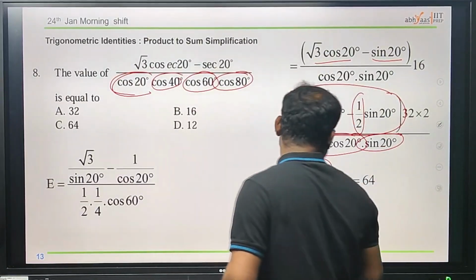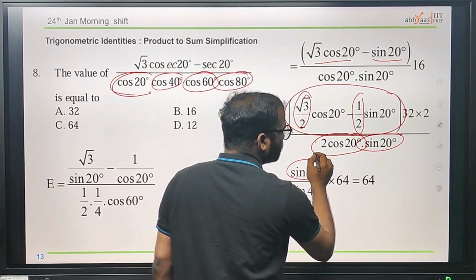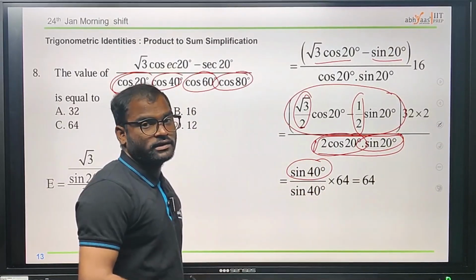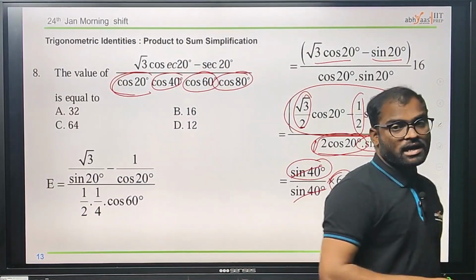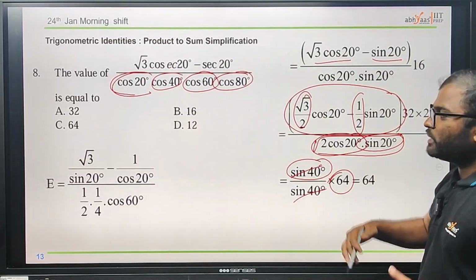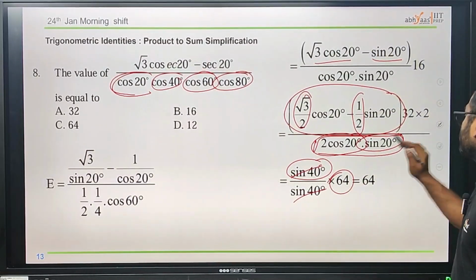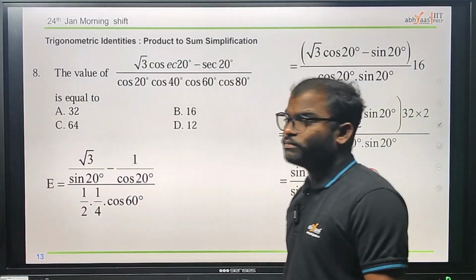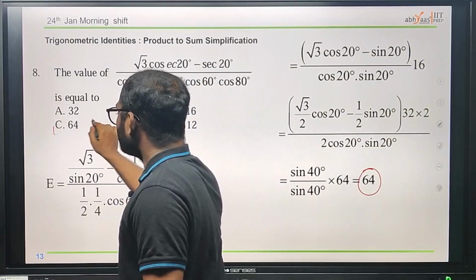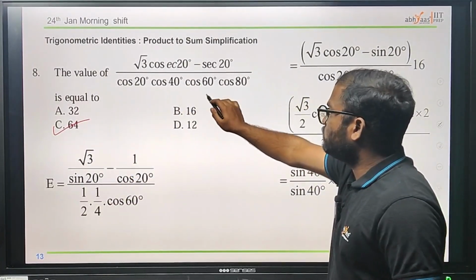Why are we making it like that? Because in the denominator, if we observe, this value makes sine 40 degrees, so we can cancel those things in order to find the answer. That's how we are just making the pattern, in order to cancel this one. That's how we got 64 as the answer. This is a simple question, you can do this one. You just need to do the solution from here.